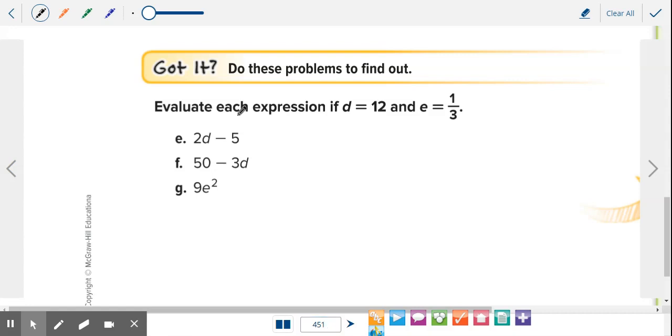So on these, with letters E, F, and G, we said up here that D equals 12 and E is 1/3. So letter E, we have 2D minus 5. What's our first step here? Who can walk us through this? Isabella?